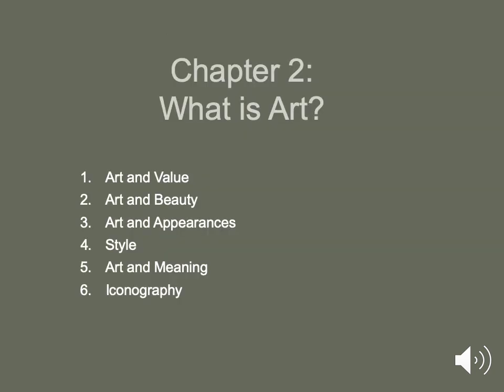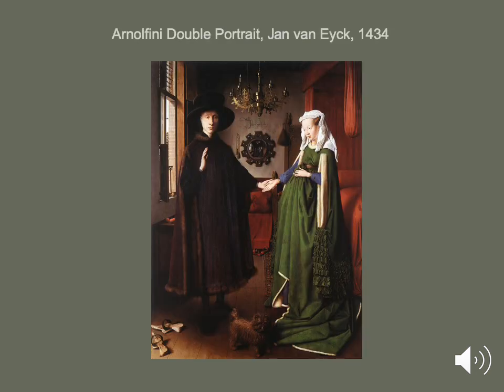The next section that we'll be discussing is the iconography section. Iconography refers to the study of symbols within a work of art, and it is obviously very important when we're trying to discover the meaning within works. An era in art that was known for its use of iconography was the Renaissance. This is the Arnolfini double portrait from Jan van Eyck from 1434. So this would be more of a Northern Renaissance piece.